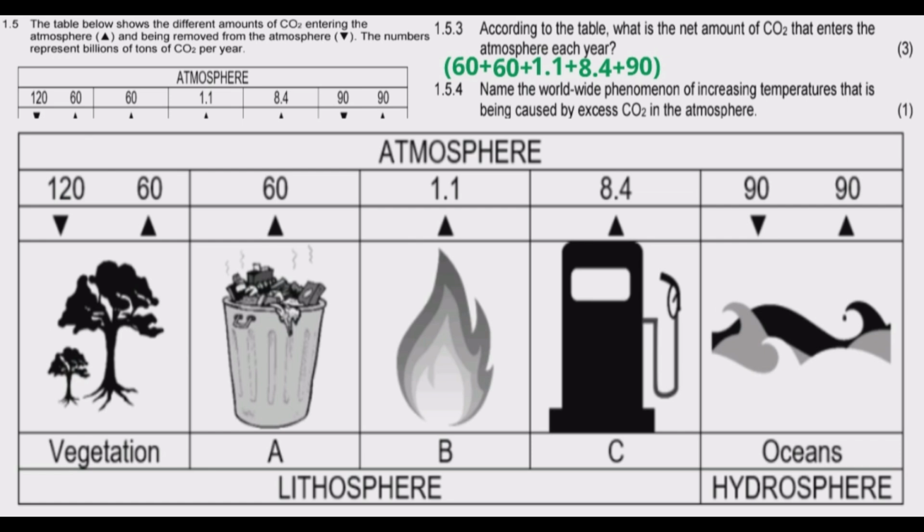The carbon dioxide taken out of the atmosphere, I'm going to put that in red. Under plants we have 120 billion tons, so I'll say minus open bracket 120. Is there anything else that is taken? From the bin up to here, we are just seeing addition into the atmosphere. These activities don't take carbon dioxide from the atmosphere. So I'm going to come under hydrosphere. You can see that 90 billion tons is also taken out of the atmosphere, so I'm going to say plus 90.